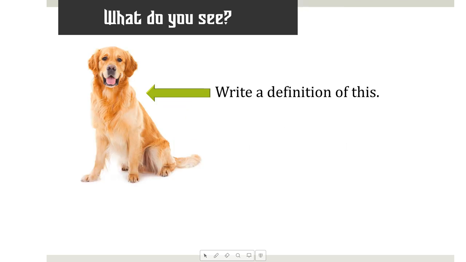Let's move on. Okay. Please write a definition of that thing. Now, hold on, let me clarify before you start writing. I'm referring to the fact that it's a dog. Don't write a definition of a picture of a dog. I want a definition of a dog.